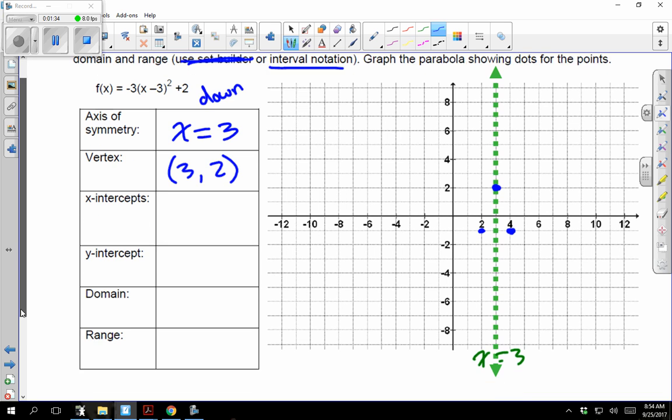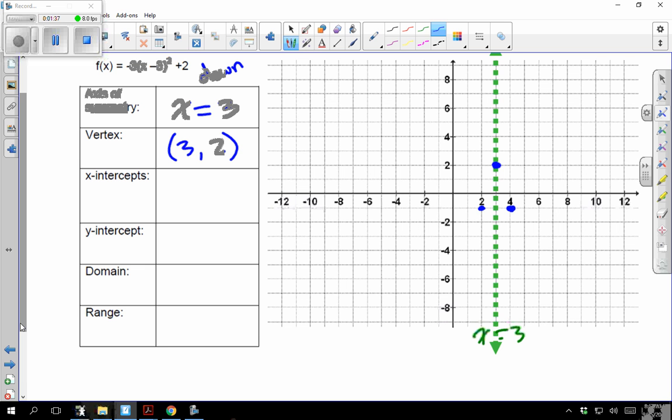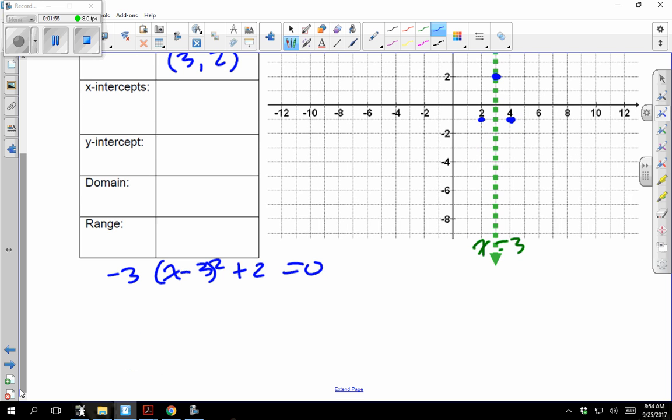So the easy way to do that is to set it equal to 0: negative 3 times (x minus 3) squared plus 2 equals 0. If I subtract 2 and then divide by 3, let's give us some more room. 3(x minus 3) squared equals negative 2. Divide by 3, we get (x minus 3) squared equals negative 2/3. That was a negative, wasn't it? So that's going to be positive, positive.